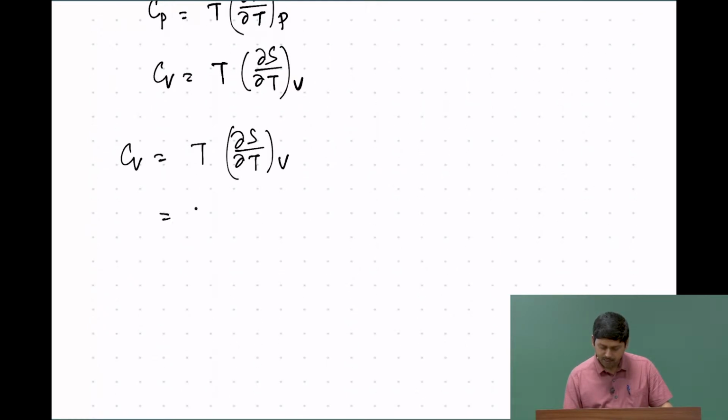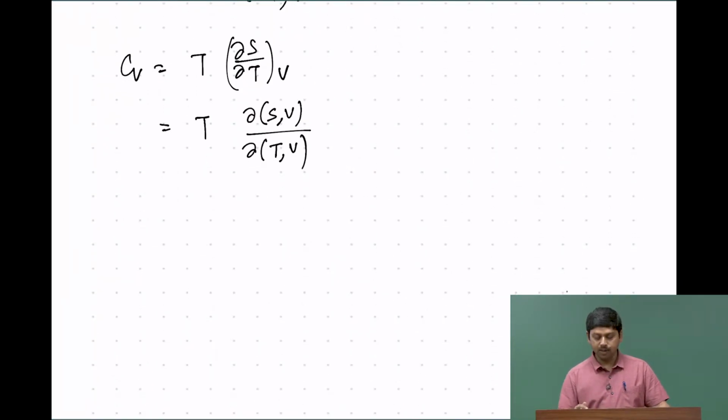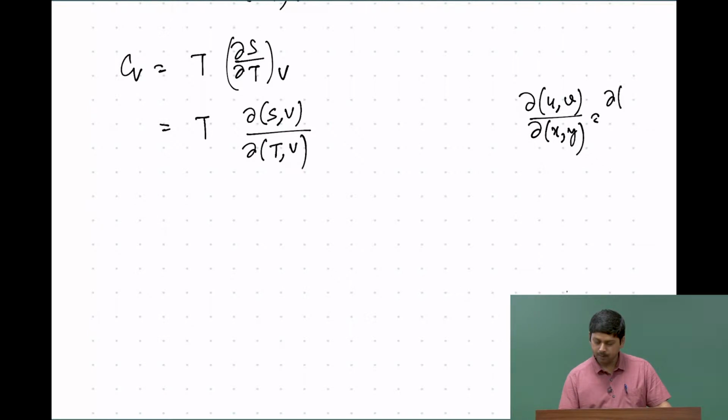Now, since we have that, we can immediately write the Jacobian form as del(S,V) by del(T,V). We have explained that. Whenever this V comes, we can usually do that, because it is that form where, you remember, del(u,V) by del(x,y), if V and y are the same, then we can write it as del u by del x at a constant y. So, we are just writing this from here.